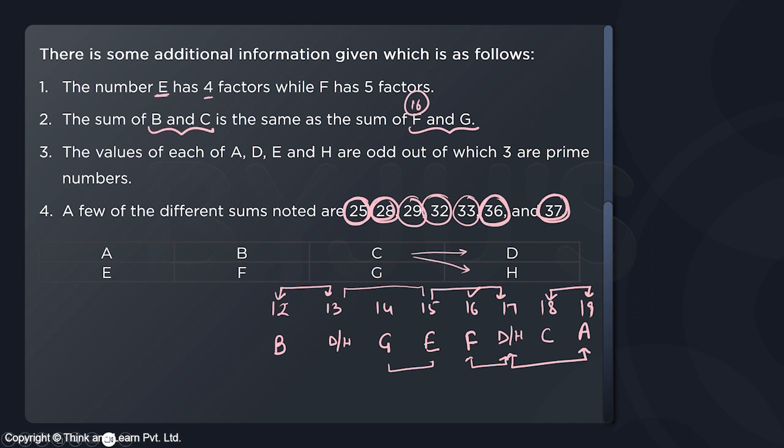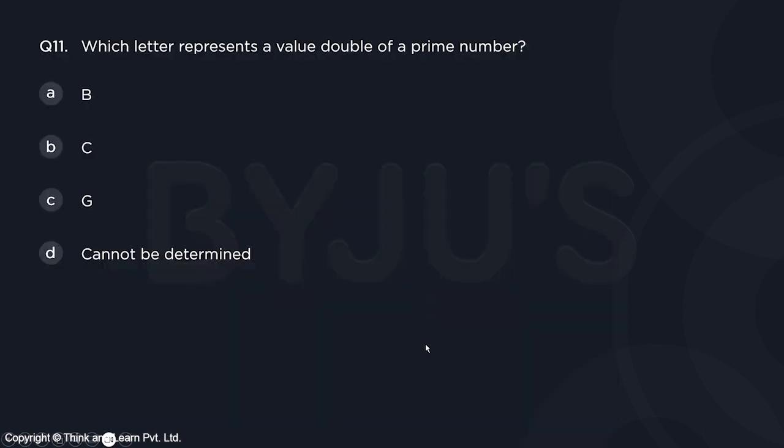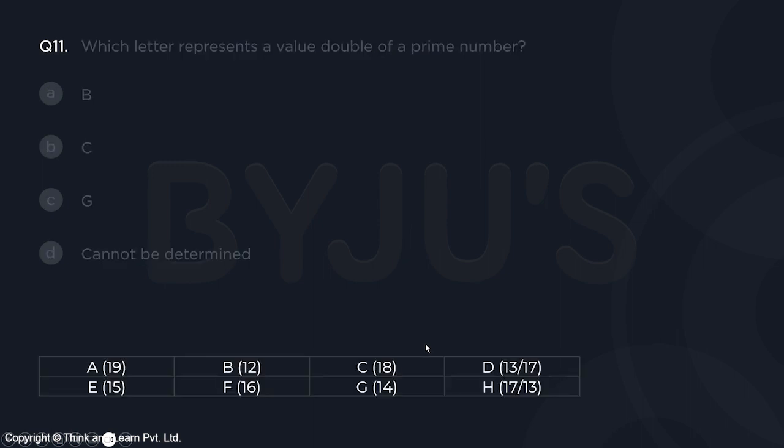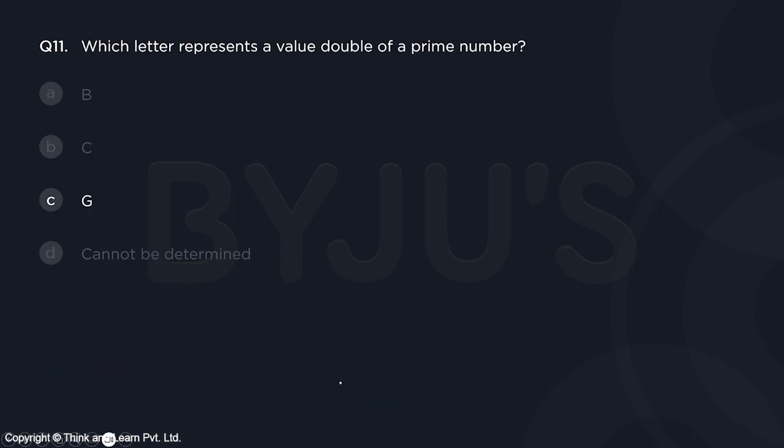That means through any other sum, we can't figure out anything else now. So about D and H, we can't say surely, but about all others, we can surely say what those numbers are equal to. So let's have these questions now. Which letter represents a value double of a prime number? G is double of a prime number. That is 14. So my answer is option C.